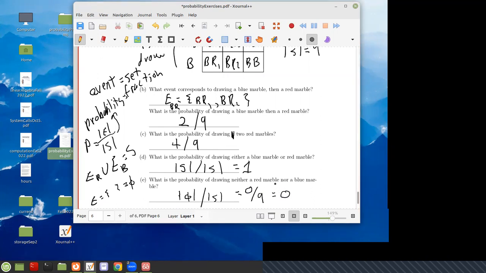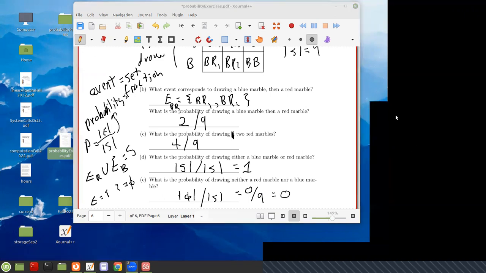So the probability of drawing neither a red marble nor a blue marble is 0. Okay, so we have a question, maybe this is a little bit obscure. This is not a 5, this is an S, which equals, maybe it's a little bit clearer.